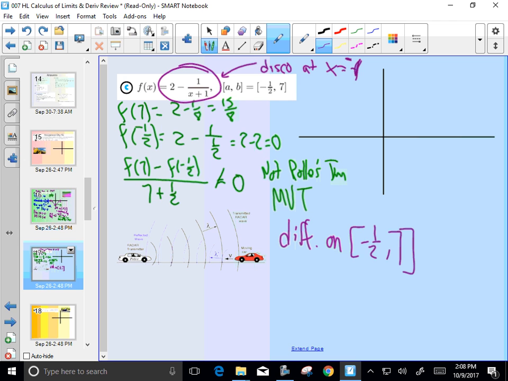Is that the formula for Rolle's theorem to be accurate? I can give it to you. It's slope: f of b minus f of a over b minus a. That's just slope. For Rolle's theorem, what's the slope equal to? 0. For mean value theorem, it's just M.